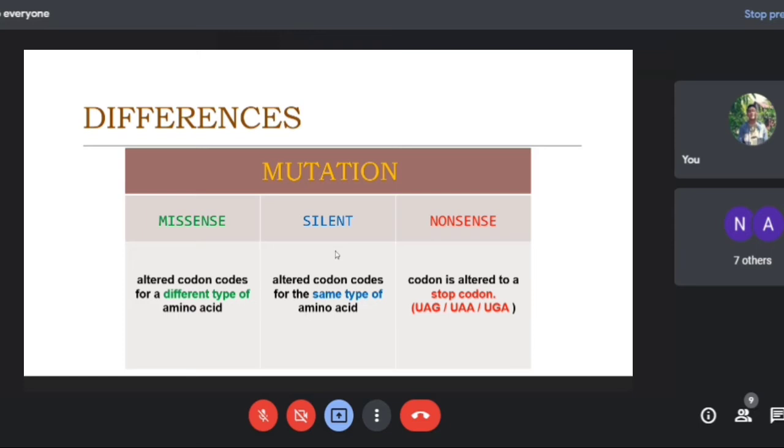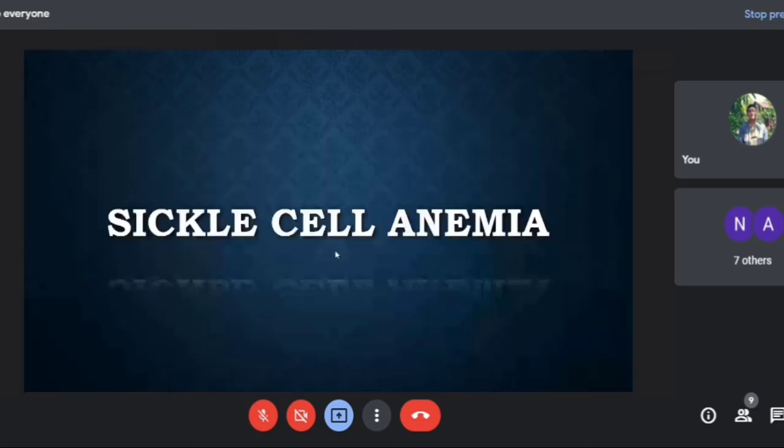In nonsense mutation, the codon will be altered to a stop codon, which is either UAG, UAA, or UGA. When the codon is altered to a stop codon, it will result in a shorter polypeptide chain. So this will result in a non-functional protein. So that is all for me today. The discussion will continue with Iza. Thank you, Arif. My name is Iza and I'll present sickle cell anemia.